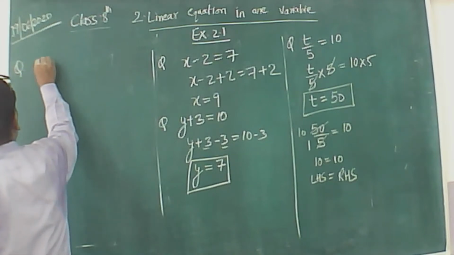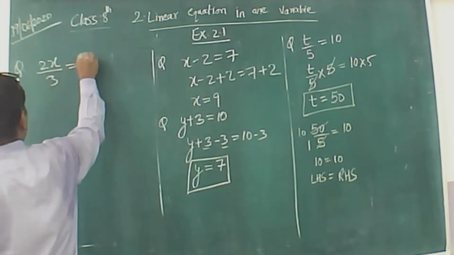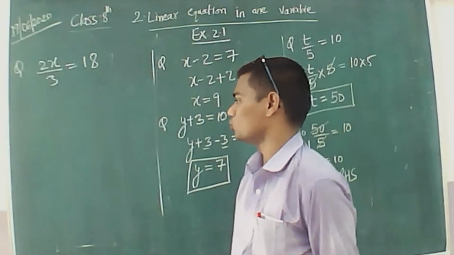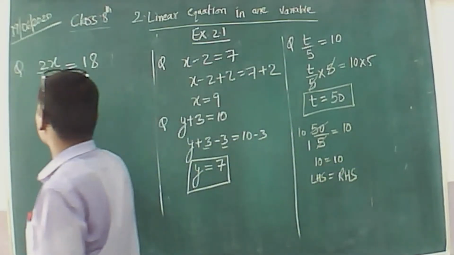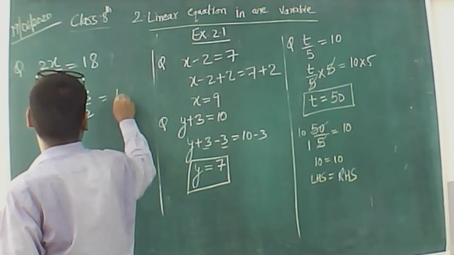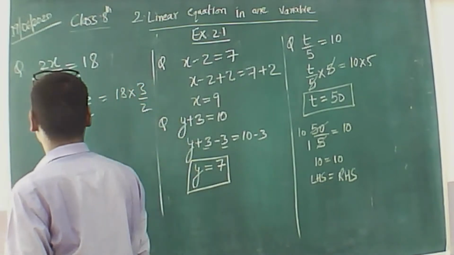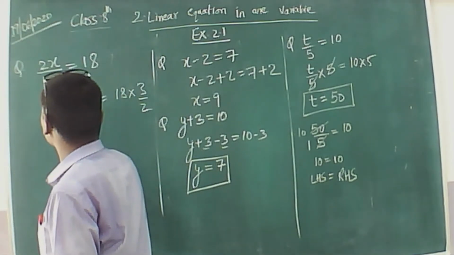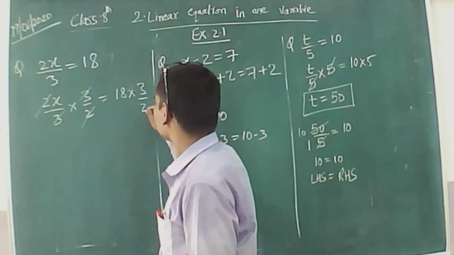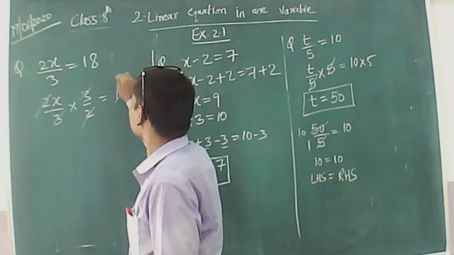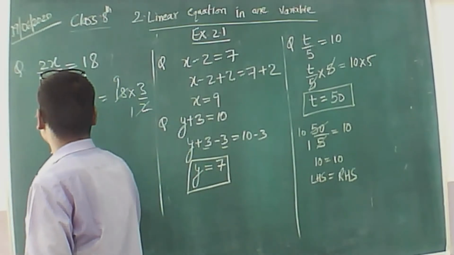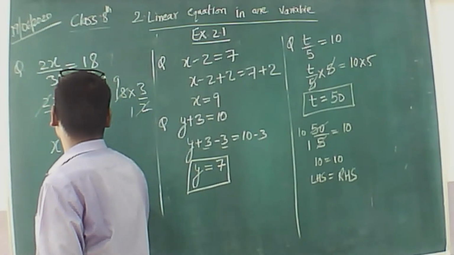Next question, from exercise, 2x by 3 is equals to 18. So here we will multiply with 3 by 2 on both the sides. 2x by 3 into 3 by 2 is equals to 18 into 3 by 2. This 3 gets cancelled with this 3 and this 2 gets cancelled with the 2 here. And here 2 ones are 2 and 2 nines are 18. Therefore on LHS we have x and RHS 9 threes are 27.